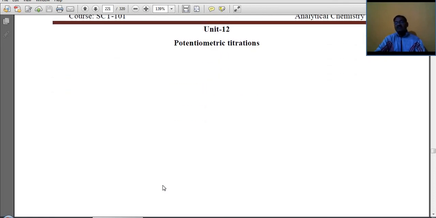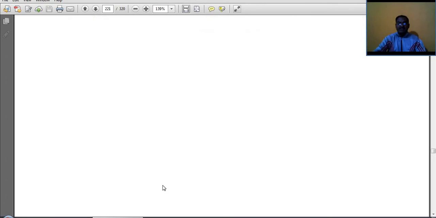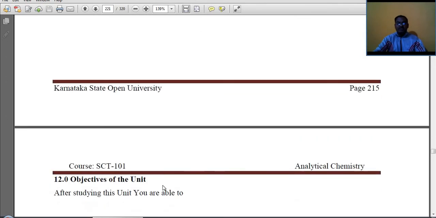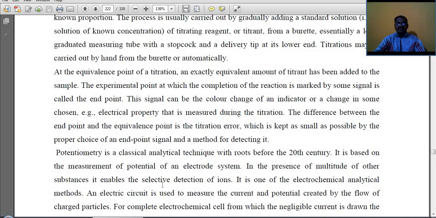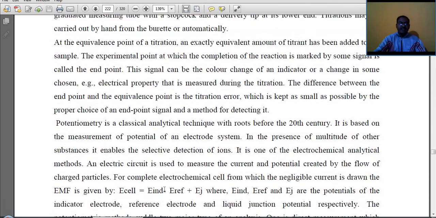Unit 12, the potentiometric titration. That potentiometric titration, we know that already. What is potentiometry? Potentiometry is a classical analytical technique with roots before the 20th century. It is based on potential.